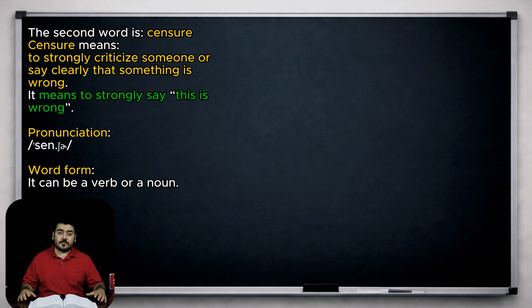The second word is censure. Censure means to strongly criticize someone or say clearly that something is wrong. It means to strongly say this is wrong. Pronunciation: censure, censure. Grammatical nature: it can be a verb or a noun.